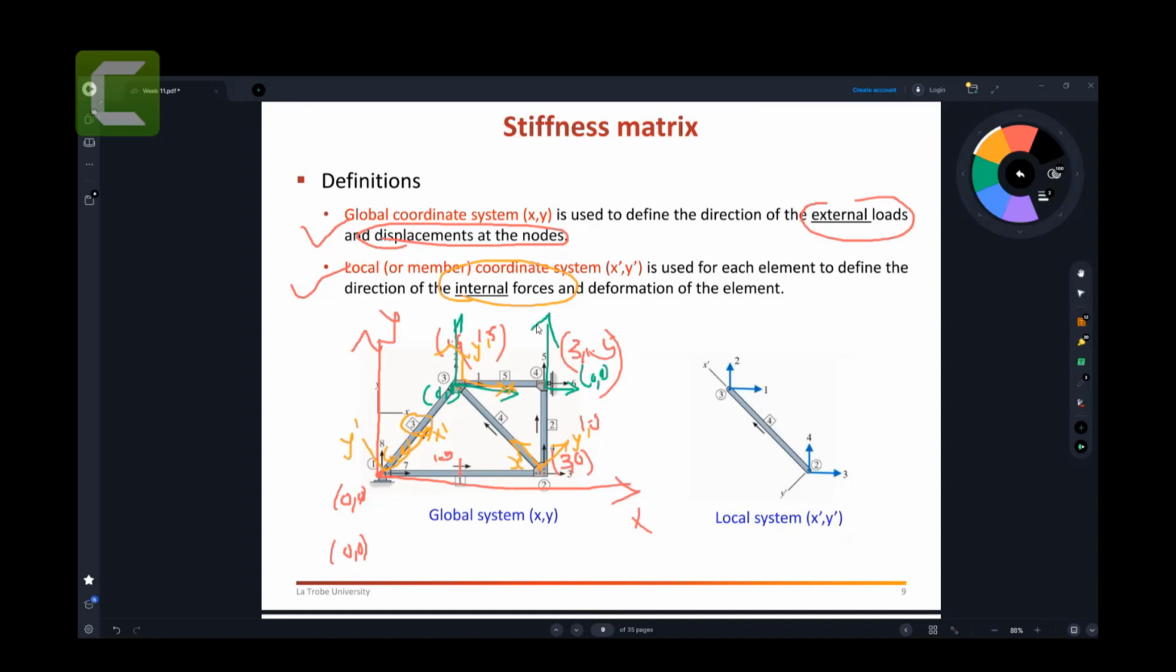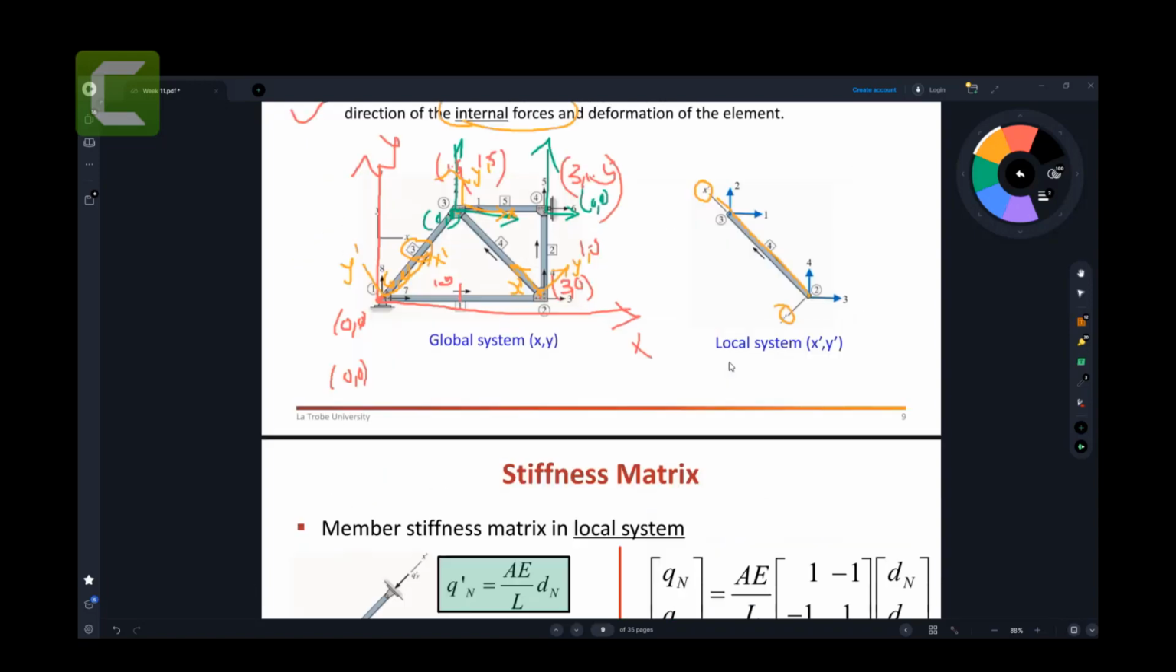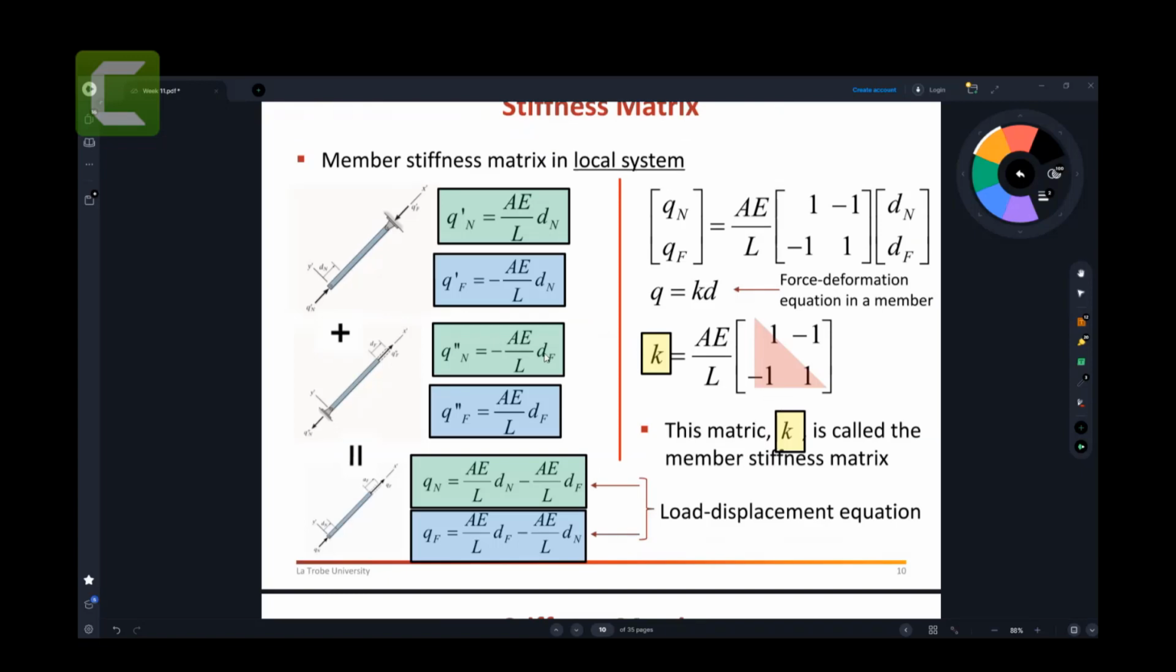The global system is basically representing your XY for the whole system. Local system means it has a member-related system. So you can see that for a particular member here, this is X dash and this is Y dash, and it has a local system. Okay, so nothing to worry too much about, just information that I like to give you here. Now, don't worry if you don't get this one. It's a little bit tricky, but I will try to make you understand it.